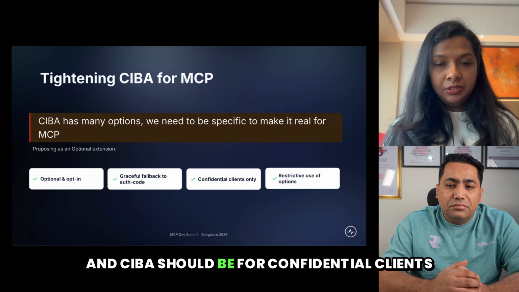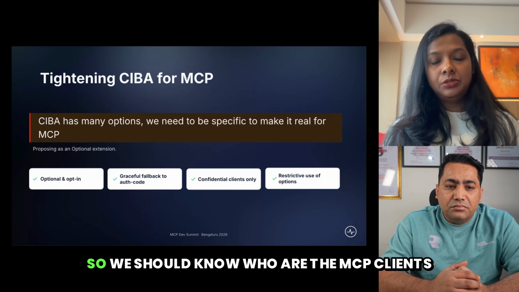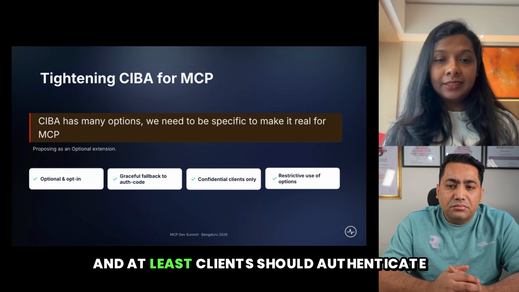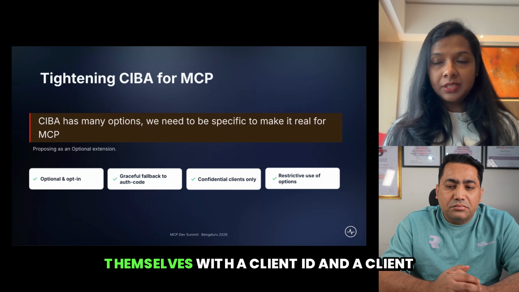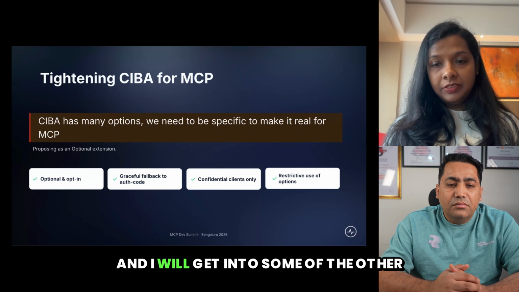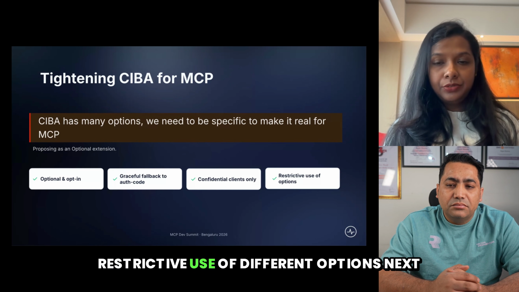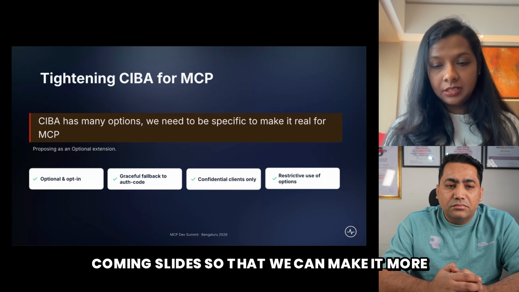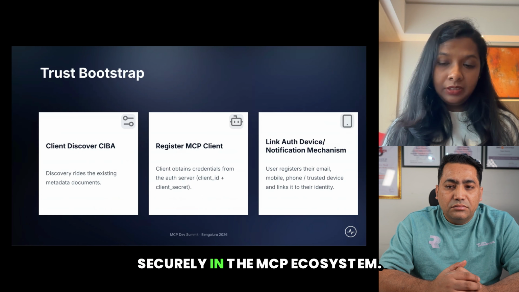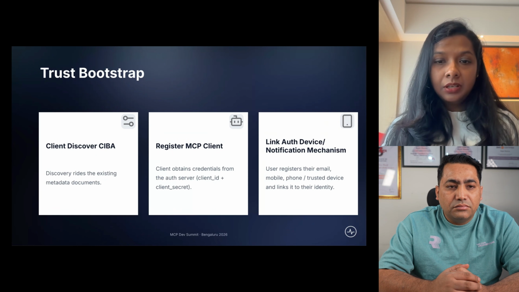And CIBA should be for confidential clients only, so we should know who the MCP clients are that are making this request. At least the client should authenticate themselves with a client ID and a client secret. And I will get into some of the other restrictive uses of different options in the next slides, so that we can make it more secure in the MCP ecosystem.